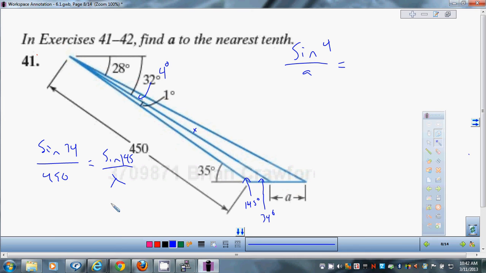2-part law of sines problems. What was it? 2.4? Make sure you're in degrees. Did you multiply by 450?